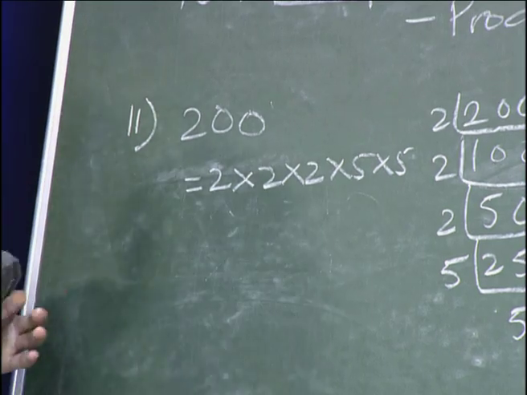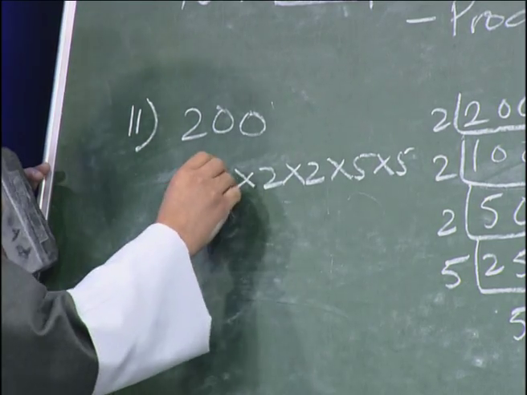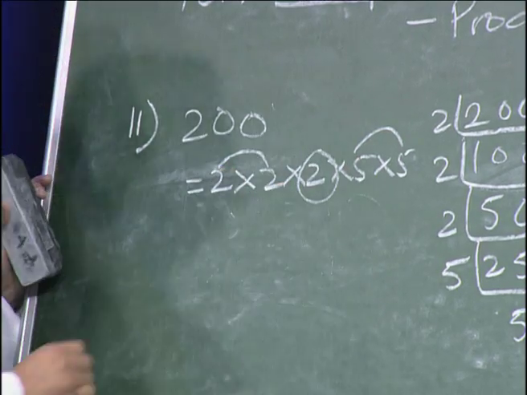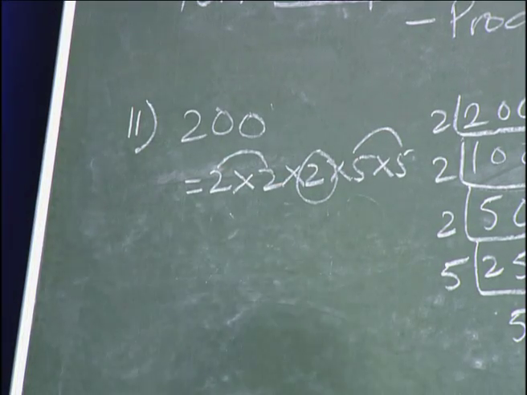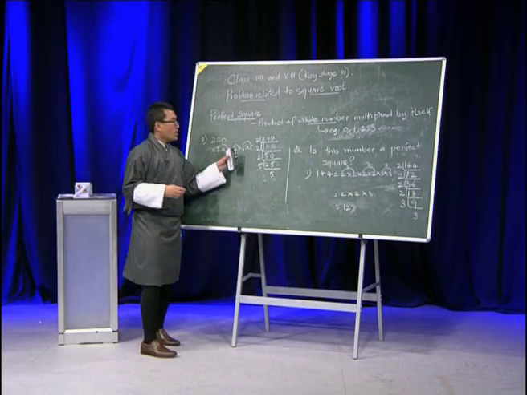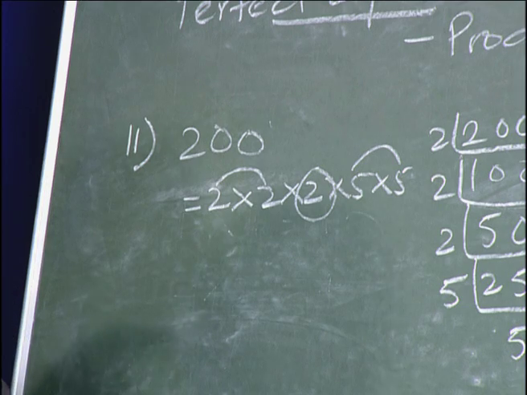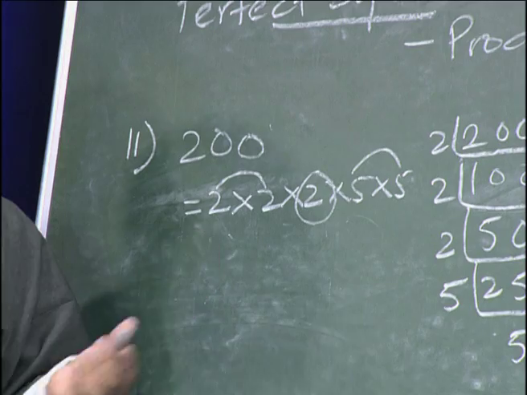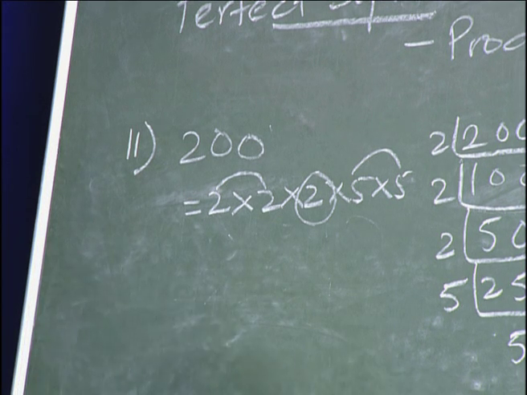Now, again, I have to group them in pairs. Okay, pair of 2, pair of 5. But I have remaining one prime factor, that is 2. Now, this 2 here doesn't have a pair. If we have prime factors like this, then we will say that this number is not a perfect square. So that means 200 is not a perfect square.